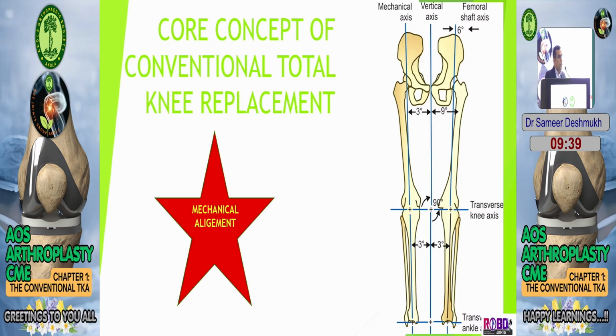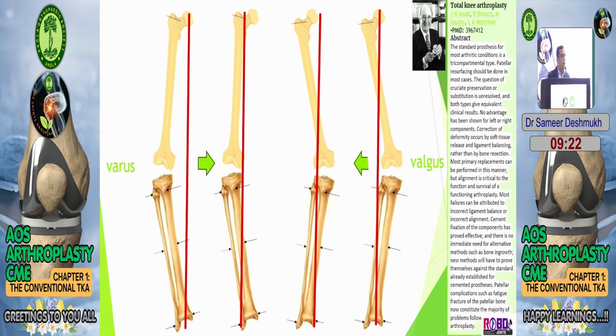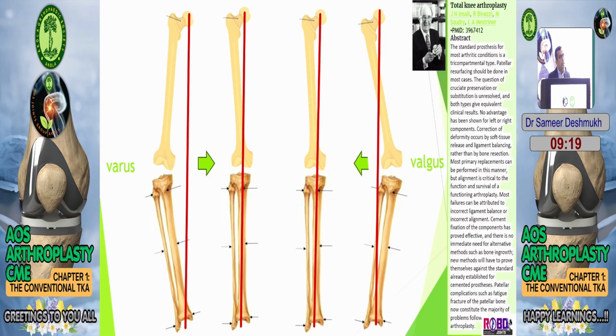So my topic today is the core concept of conventional total knee replacement. When we say a conventional total knee replacement, it is actually and always a mechanical alignment. So what exactly it means is that let the knee be in varus, let the knee be in valgus, the center of the head, the center of the knee, and the center of the ankle should be under one single weight-bearing axis, that is the Mikulicz line. And that is what a mechanical alignment is, so that the orientation of the joint line is always parallel to the ground.